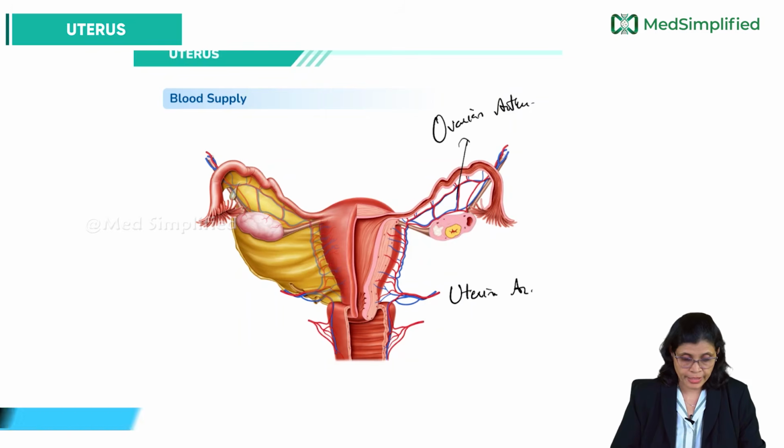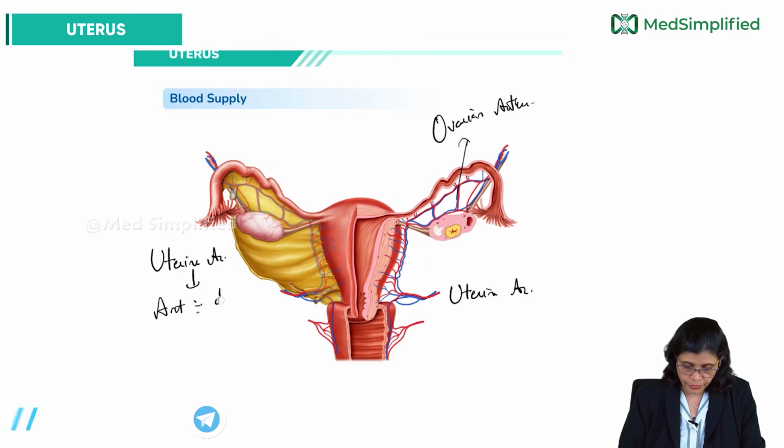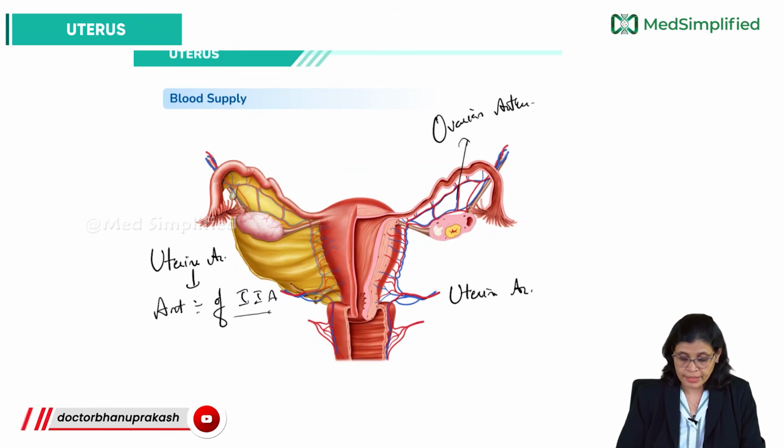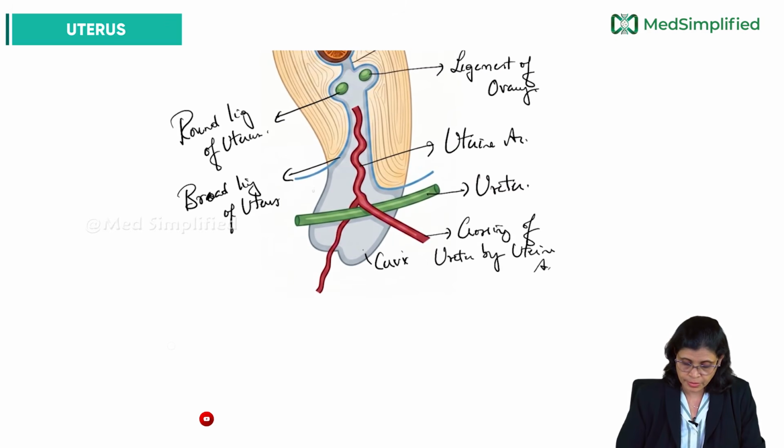The uterine artery is a branch from the anterior division of the internal iliac artery. Once it begins, it runs medially across the pelvic floor to the base of the broad ligament. That is what we saw previously in this picture. It runs towards the base, and this is the broad ligament here.